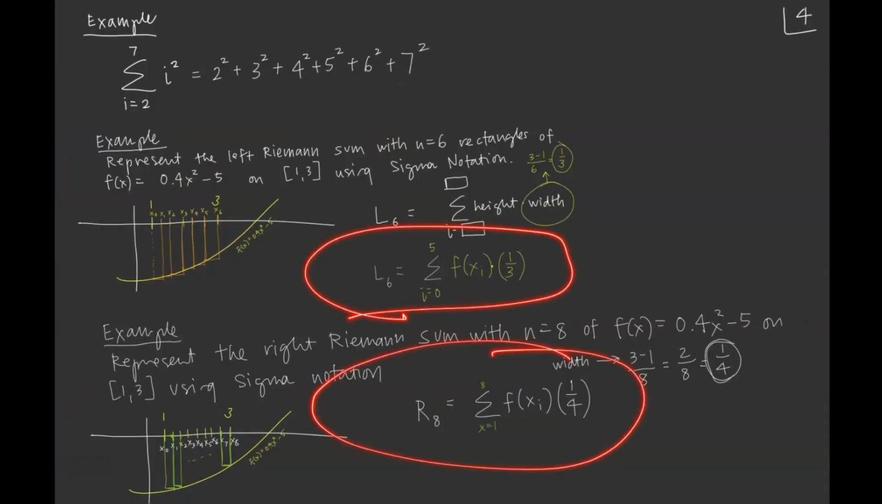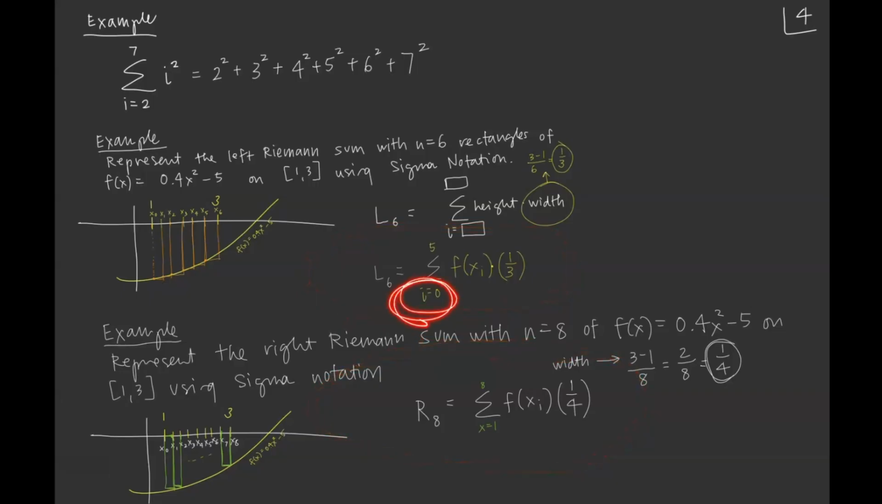First of all, there were 8 intervals here. And here we had to start at x0 and go up to x5 for the heights of our rectangles. But here we started with x1 and went up to x sub 8 for the height of the rectangle.